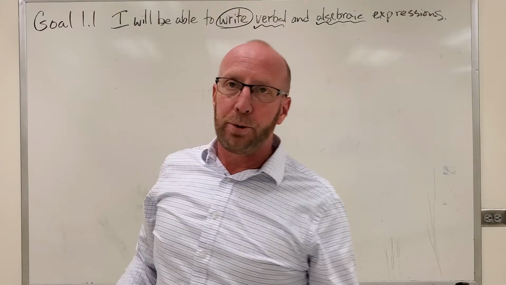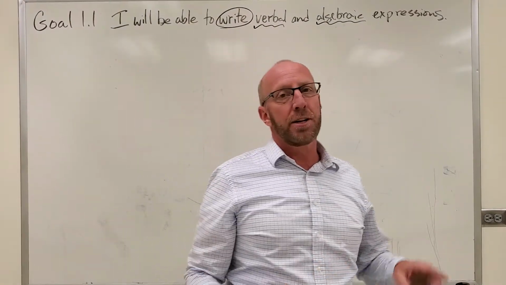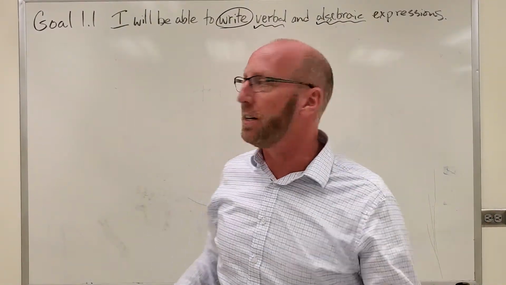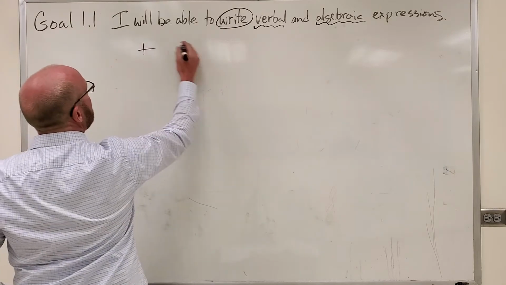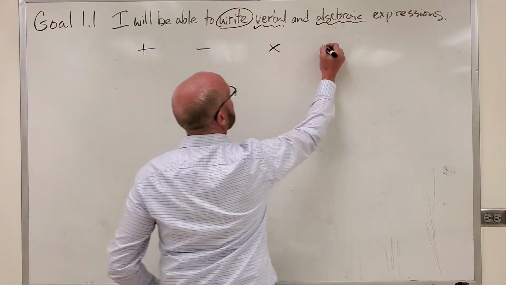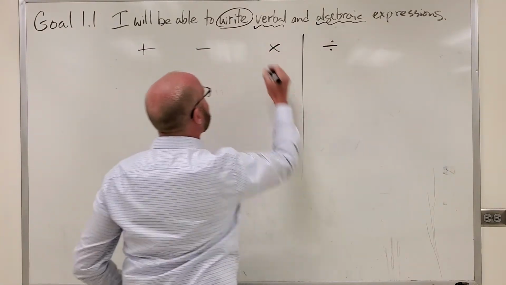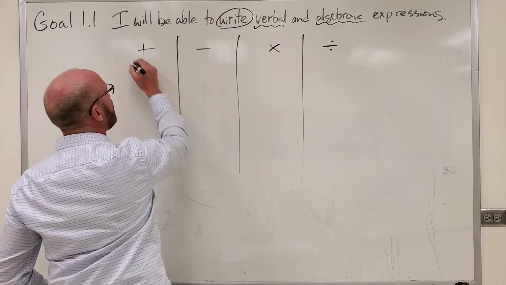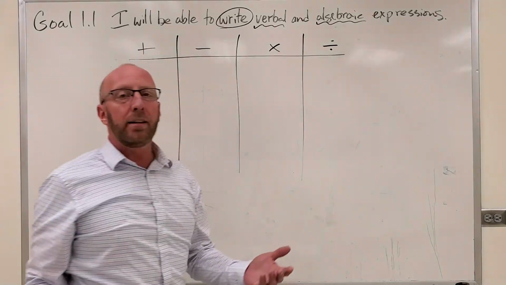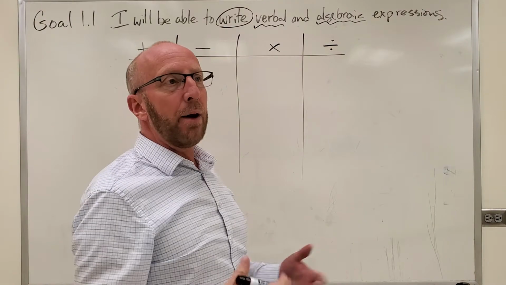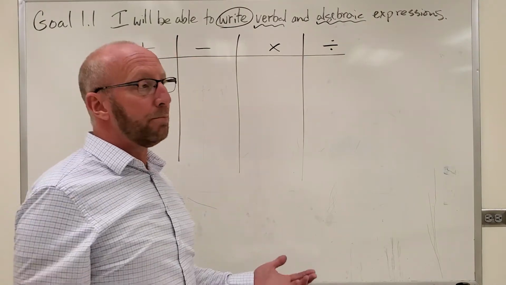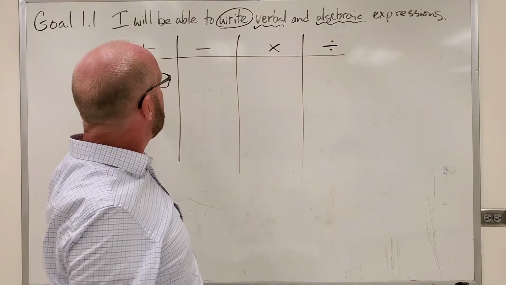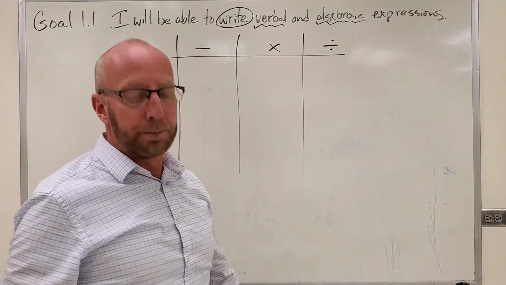We have 4 operations in math: addition, subtraction, multiplication, and division. I'm going to make a little chart. We're going to do some English expressions that we would read, maybe in a book or a newspaper, that would give us a certain operation to perform.